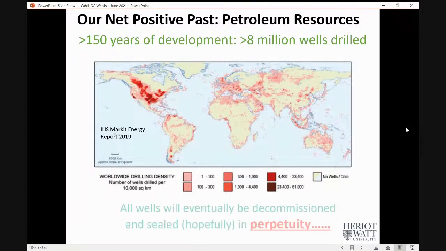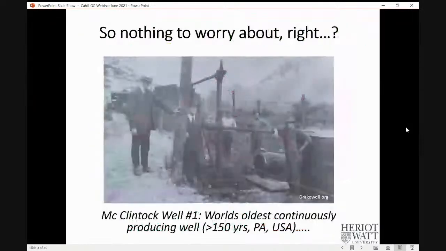And eventually, and we're already working on this, of course, globally, all of these wells will be sealed, decommissioned, and hopefully in perpetuity. We want to seal these up and have them completely decommissioned and look towards this net zero future, which is a huge ongoing job, with the majority of that to be done into the future. So nothing to worry about, right? We're just going to pack up and seal everything as best we can, and off we go into this new net zero world.